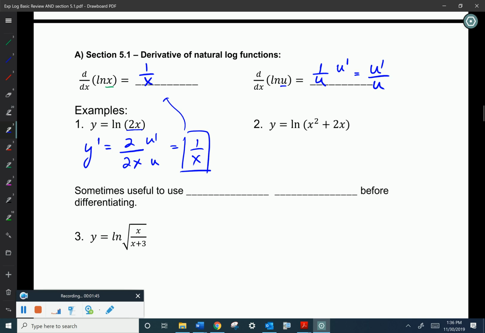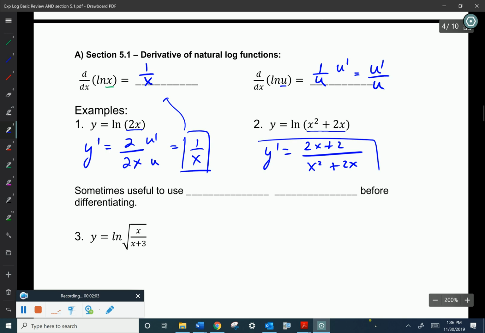So in this case, the entire u is everything inside the parenthesis. So the derivative would be u prime, 2x plus 2, over u is that entire thing, so over x squared plus 2x. Nothing I can do to simplify that. That's my derivative, u prime over u.